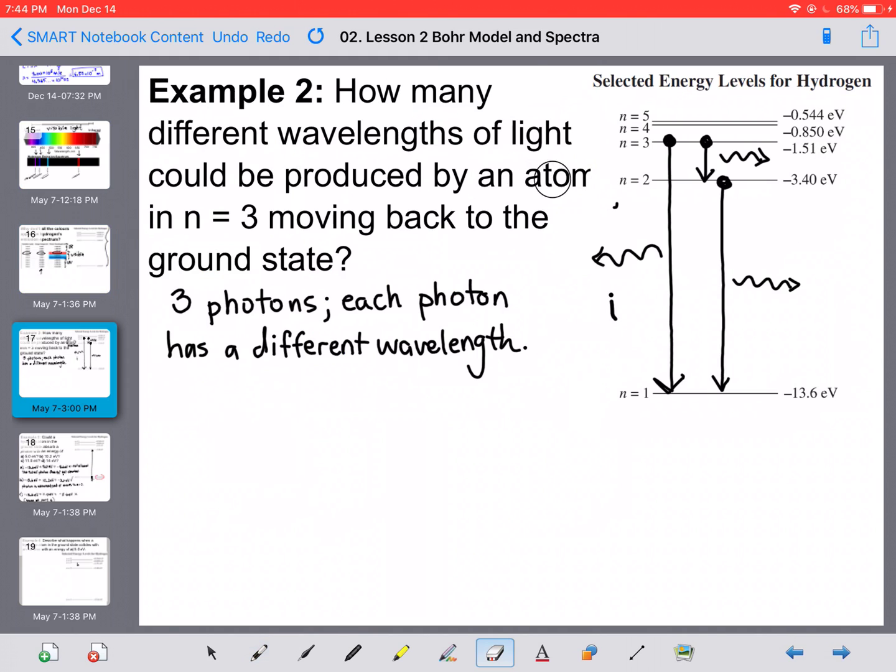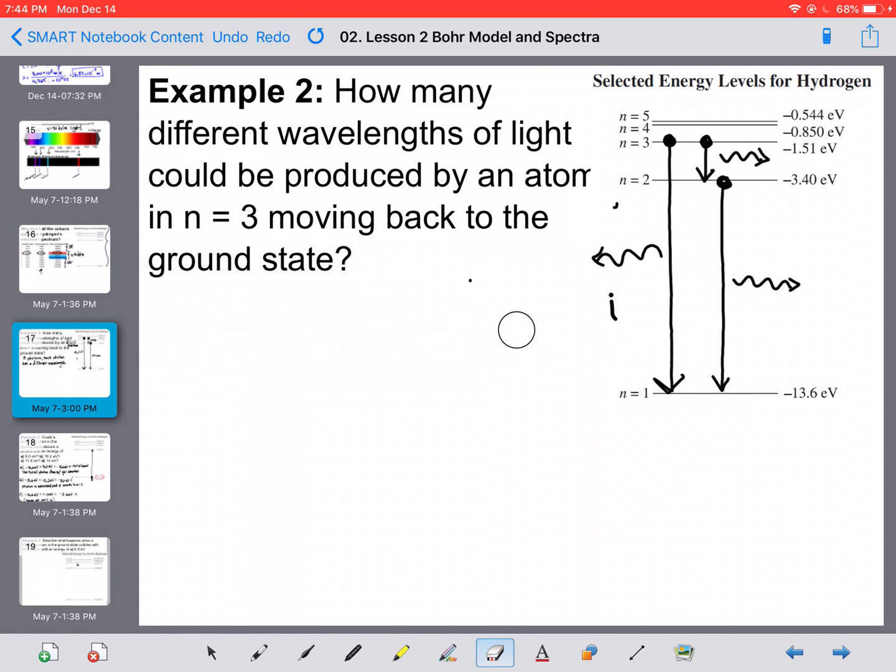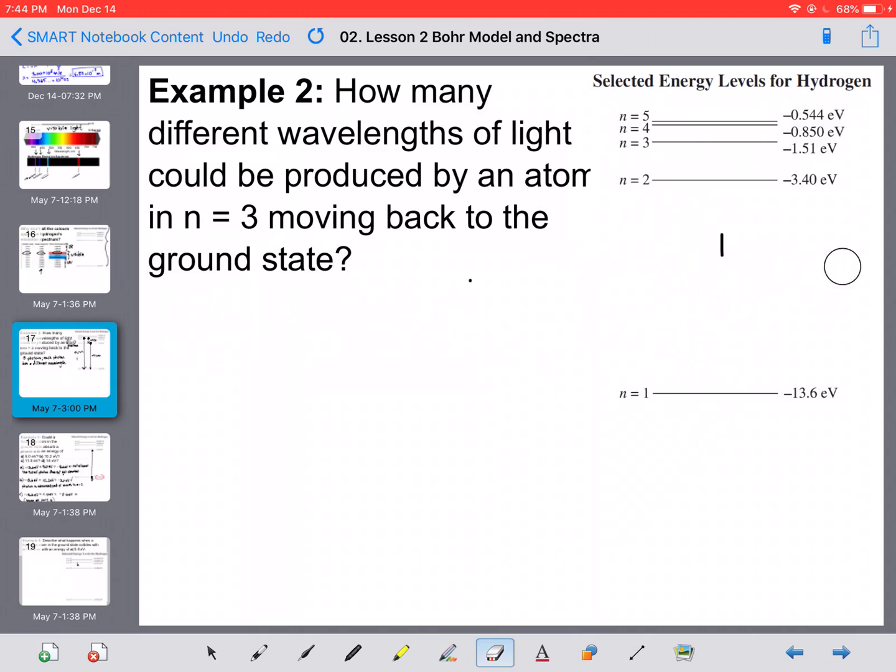Okay, continuing on to example number 2. So example 2 says, how many different wavelengths of light could be produced by an atom in n equals 3 moving back to the ground state? Okay, so if we have an electron in the 3rd energy level, that electron can go back to the ground state in several different ways. So remember, the ground state is n equals 1.